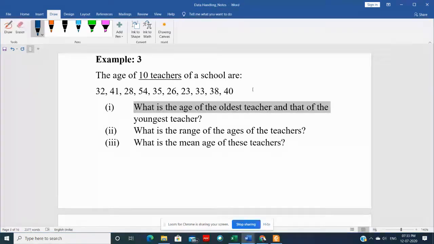So now there are certain questions that you have to answer from this data collection. The first is, what is the age of the oldest teacher and that of the youngest teacher? That's the first question. Next question is, what is the range of the ages of the teachers? Then the third question is, what is the mean age? Third question आपको पूछा गया है, mean age क्या है?